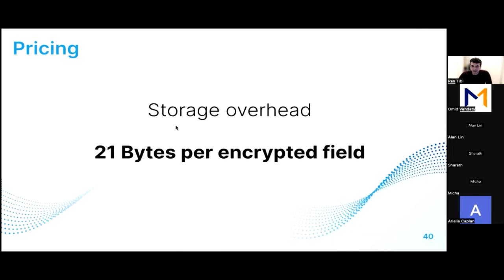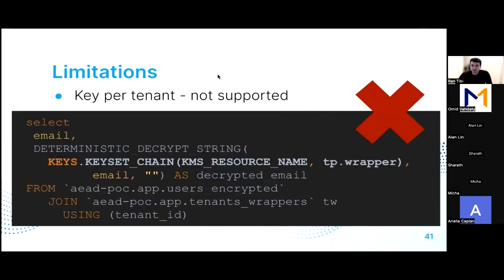Okay, last point before we finish. Unfortunately, this mechanism has some limitations when it comes to multi-tenancy. As you remember, the function keys.keysetChain is called only once in query lifetime, which means that we can't hold a table with, for example, all the wrappers and try to decrypt the data dynamically using a different wrapper for each different tenant. This query won't work because keys.keysetChain has to be called in process time, like in the beginning. It's supposed to be static, not dynamic.